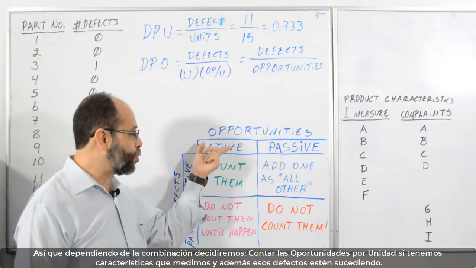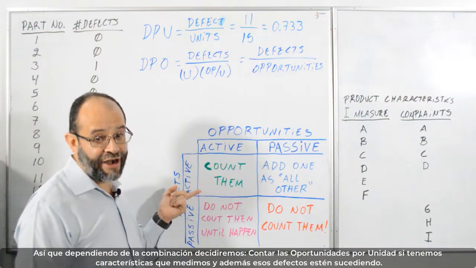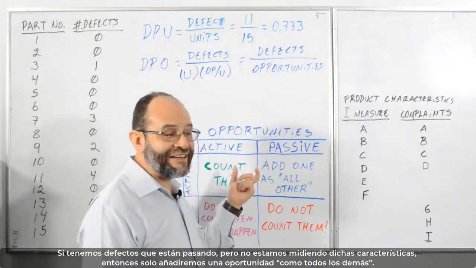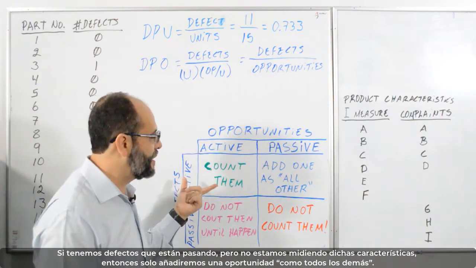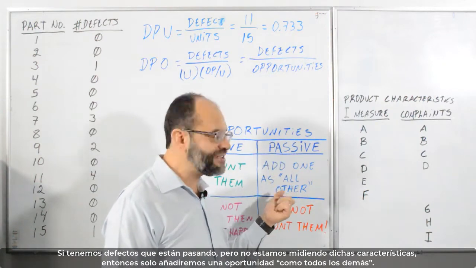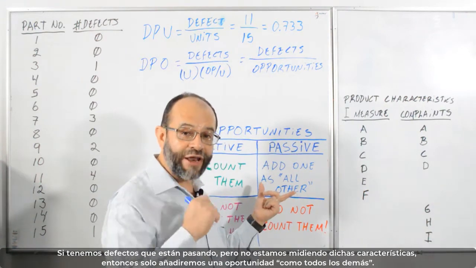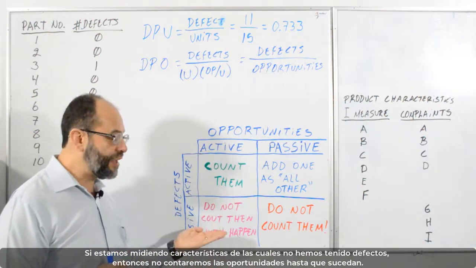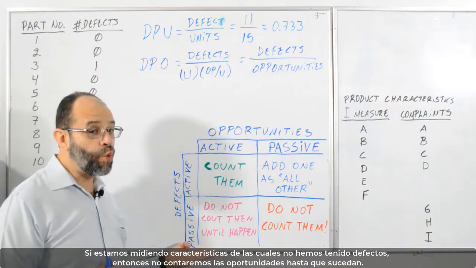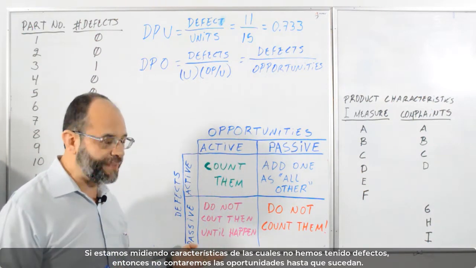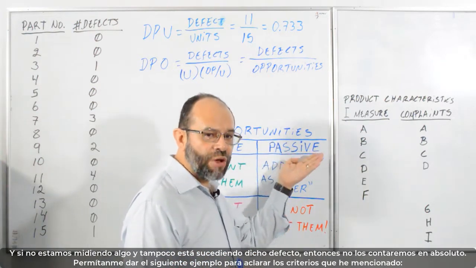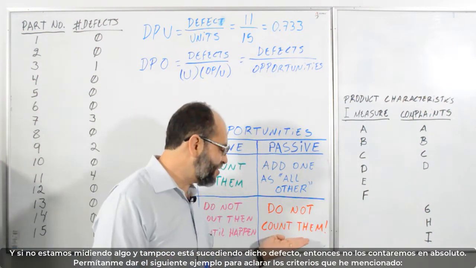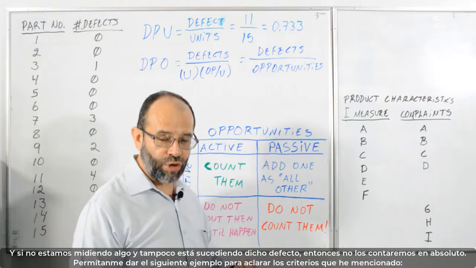So depending on the combination that we have, we are going to count them. If we have characteristics that we measure and defects that are happening, we count them. If we have defects that are happening, but we are not measuring those characteristics, then we are going to add only one as all other. And if we have something that we measure, but we have not had those types of defects, we are not going to count them until they happen. And if we are not measuring something and that defect is not happening either, then we are not going to count them at all.